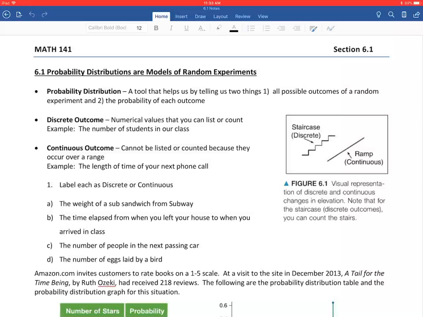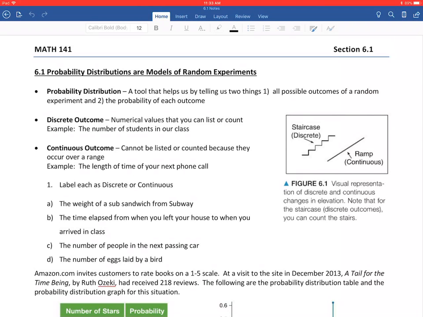Section 6.1, Probability distributions are models of random experiments. Okay, let's define what is a probability distribution. It's a tool that helps us by telling us two things. It tells us all the possible outcomes of a random experiment and the probability of each outcome.